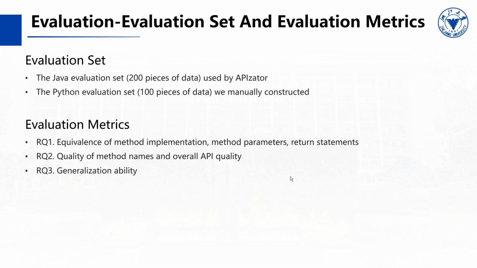To evaluate our method, we use two evaluation sets. One is the Java evaluation set used by APIizator to ensure fairness in comparison, and the other is a Python evaluation set we manually constructed to assess the generalization ability of Code2API. The specific evaluation metrics include the following aspects. RQ1 evaluated the equivalence of method implementation, method parameters, return statements with APIs written by humans. RQ2 evaluated the quality of method names and the overall quality of the API. RQ3 evaluated the generalization ability of Code2API in other programming languages.